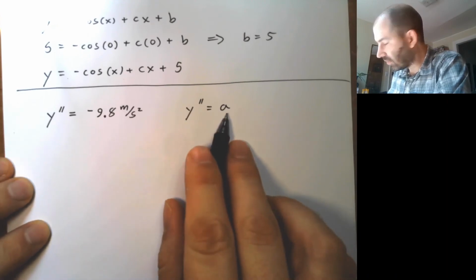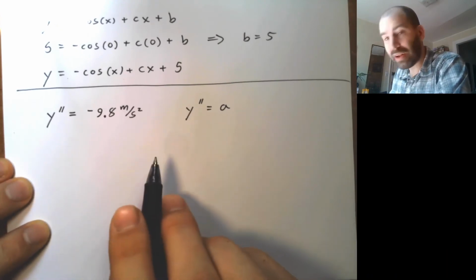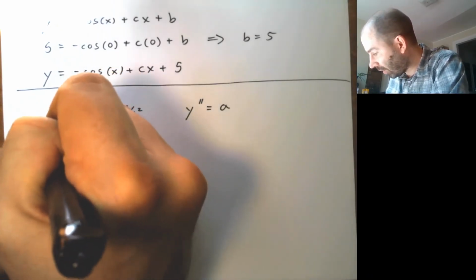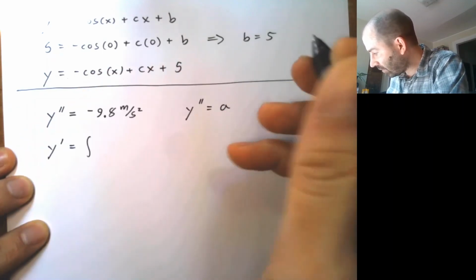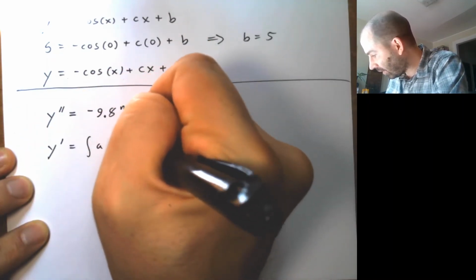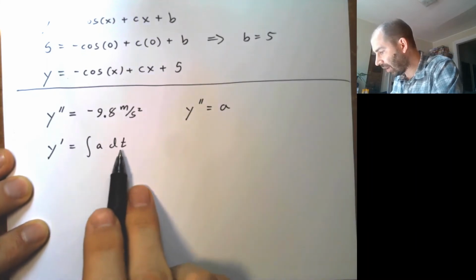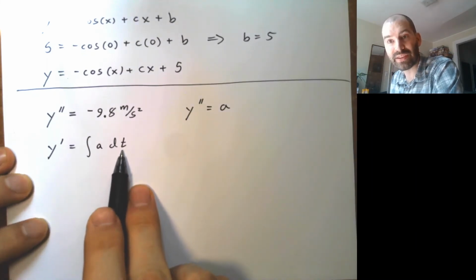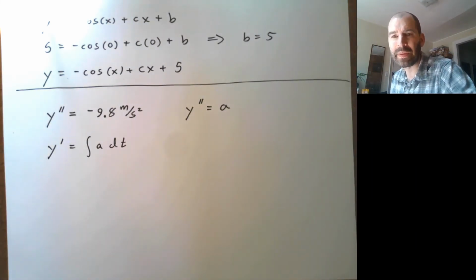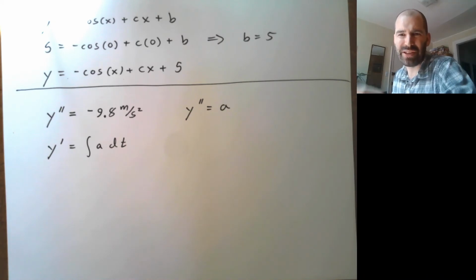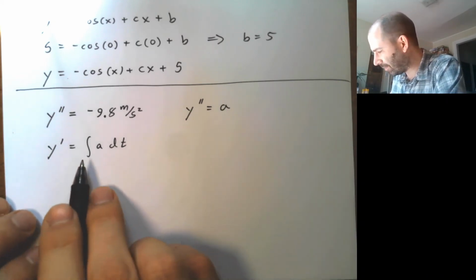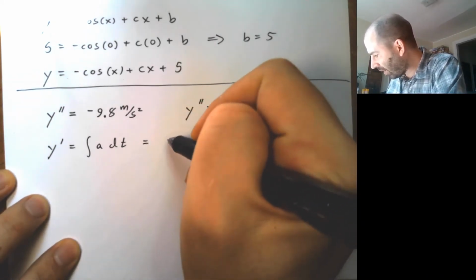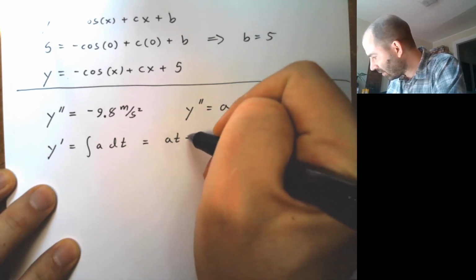So let's go ahead and solve this. If y double prime equals a, that means that y prime is the antiderivative of a. Now I'm going to write a t instead of x because I'm thinking of this as a function of time, and so let's use the letter t. You could use x, but let's use t this time. All right, so y prime is equal to at plus b.